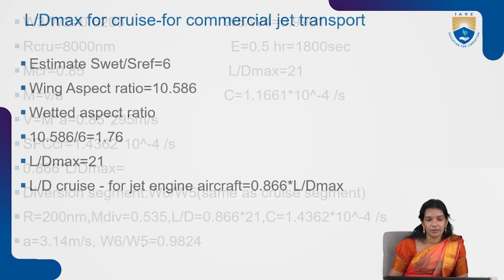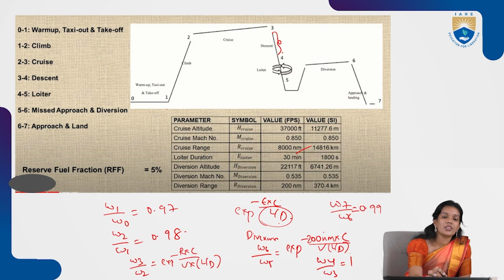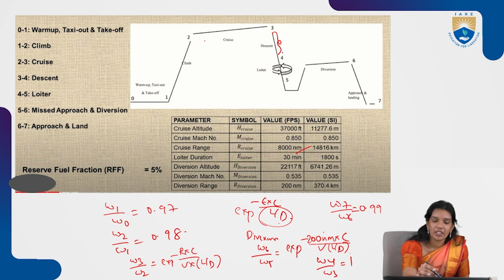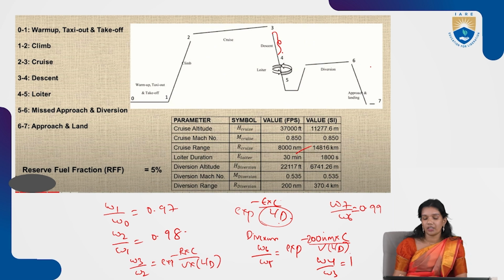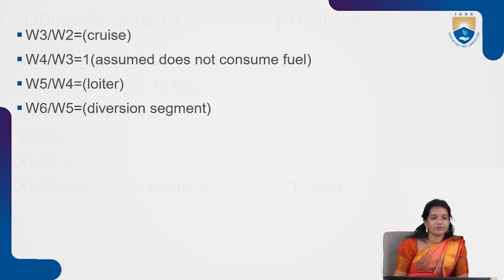Now I believe all the mission segments we have obtained: 1 to 0 is 0.97, 2 to 1 is 0.98, 3 to 2 we have estimated, 4 to 3 we are assuming that no fuel is consumed, so it is 1, 5 to 4 for the loiter segment we have estimated, 6 to 5 the diversion segment is similar to the cruise segment we have calculated, then 7 to 6 we know is a definite number, which is 0.99. So now we have all the mission segments. Now we should be able to calculate W7 by W0.